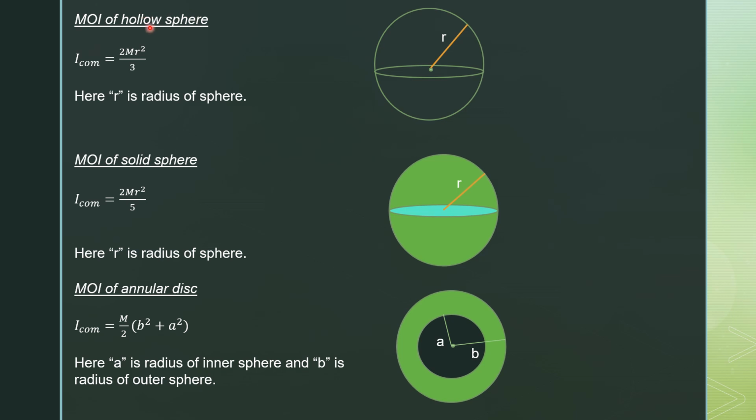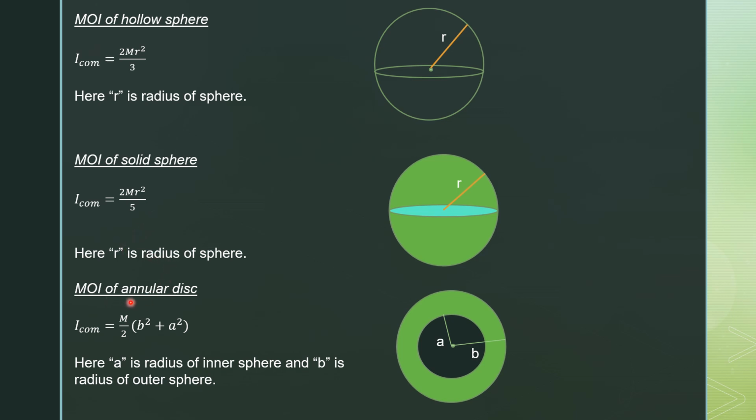Then moment of inertia of hollow sphere. So the moment of inertia of hollow sphere about its center of mass can be represented as 2mr² by 3. Here R is the radius of the sphere. Then moment of inertia of solid sphere. Here moment of inertia about the center of mass of a solid sphere can be represented as 2mr² by 5, where R is the radius of sphere.